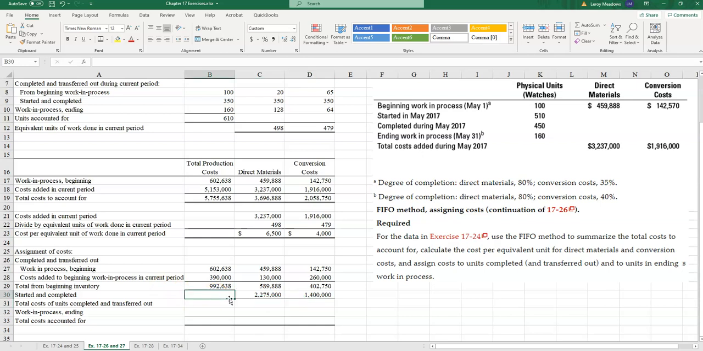So how much total cost did I have put into the units I started and completed? Well, I'm going to simply add that up. And the total value of the units I started and completed this period were $3,675,000.